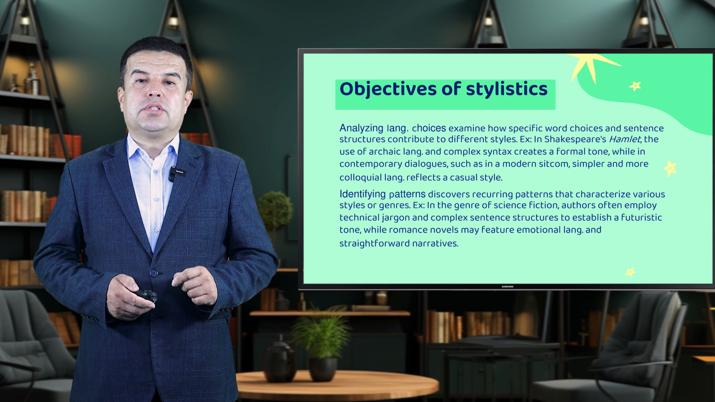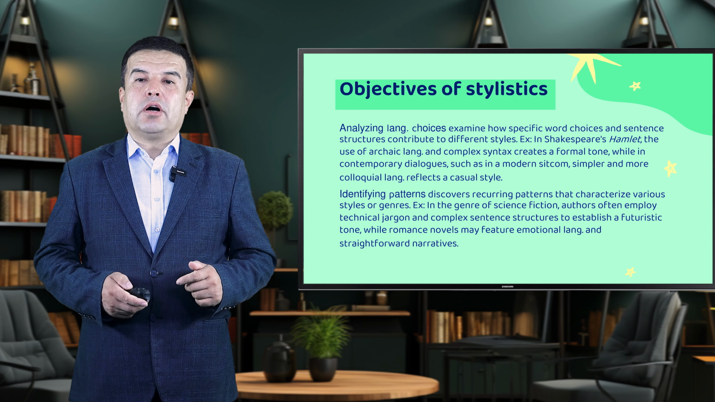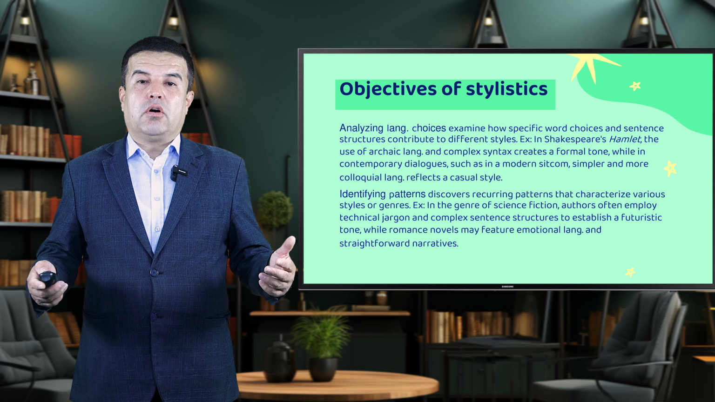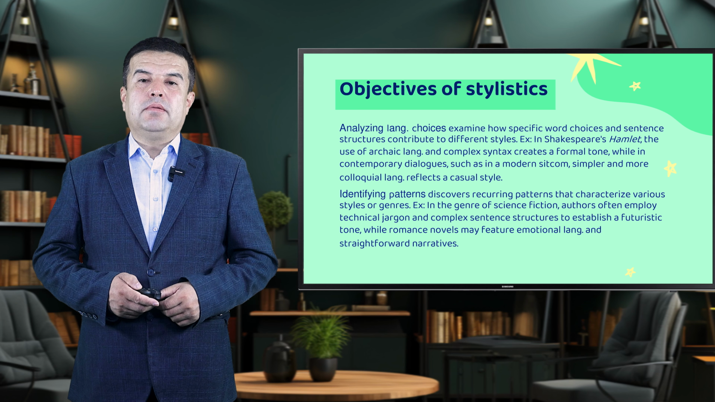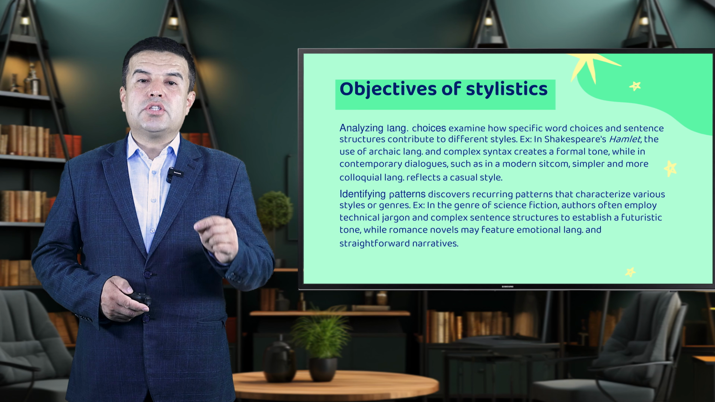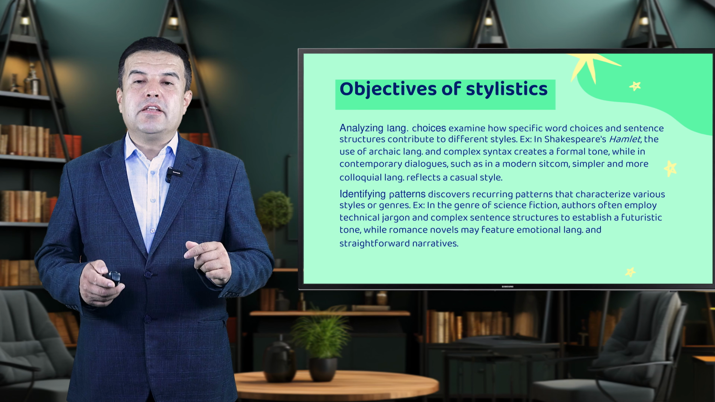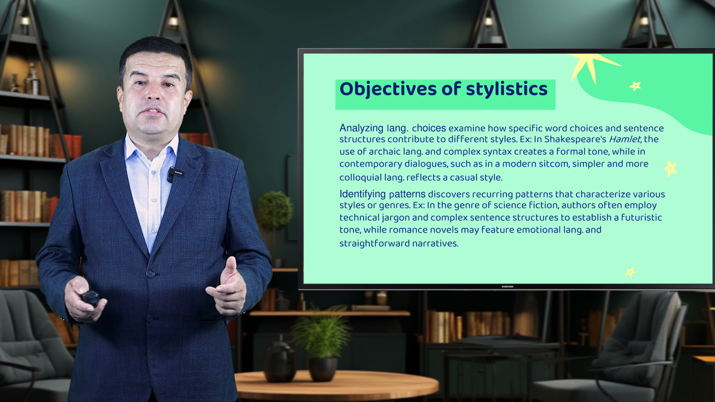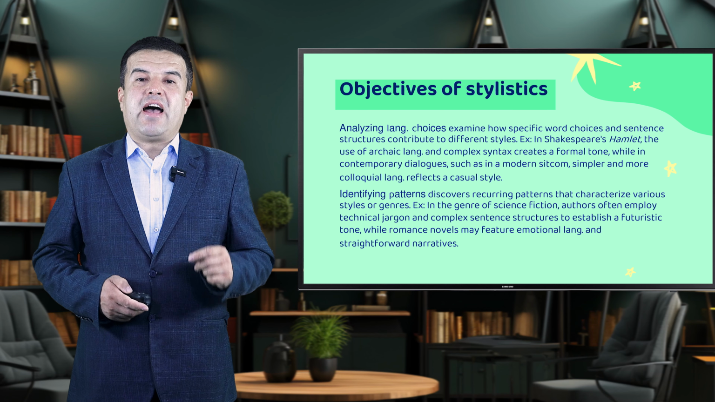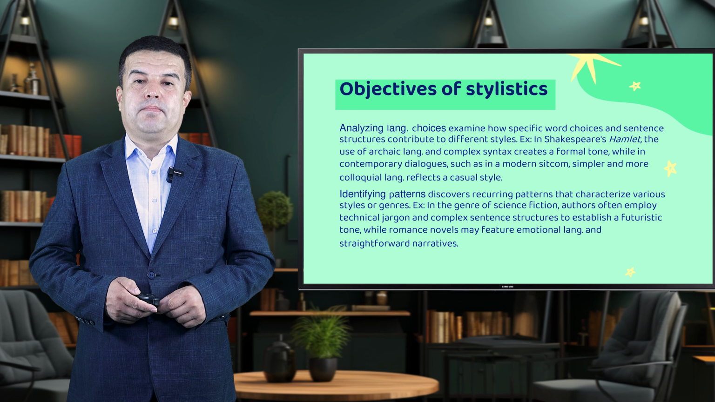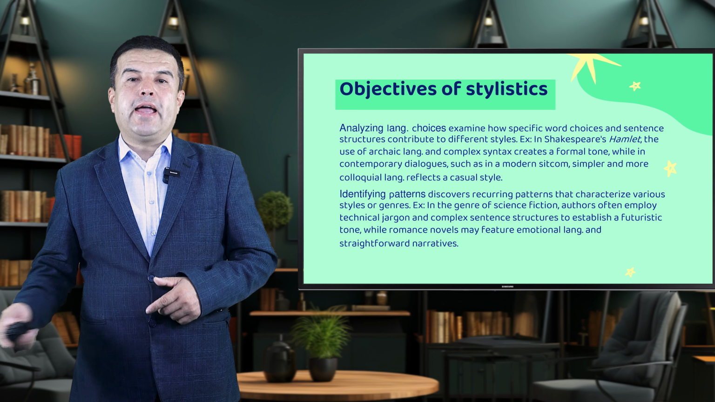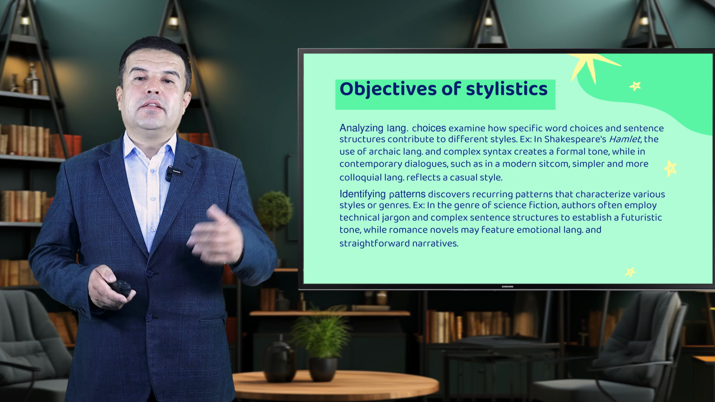Identifying patterns: discover recurring patterns that characterize various styles or genres. For example, in the genre of science fiction, authors often employ technical jargon and complex sentence structures to establish a futuristic tone, while romance novels may feature emotional language and straightforward narratives.